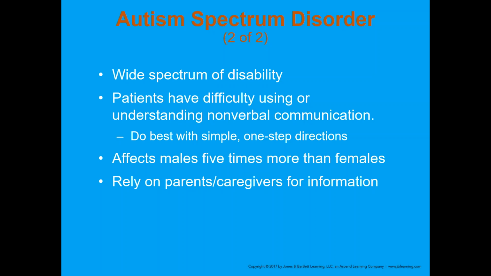And just be aware that males are 5 times more likely than females to have autism. So if you go out to an altered patient or a combative patient or unknown problem, and they say, man, this dude's acting weird, nobody knows who he is, keep that in the back burner. They may possibly be autistic.